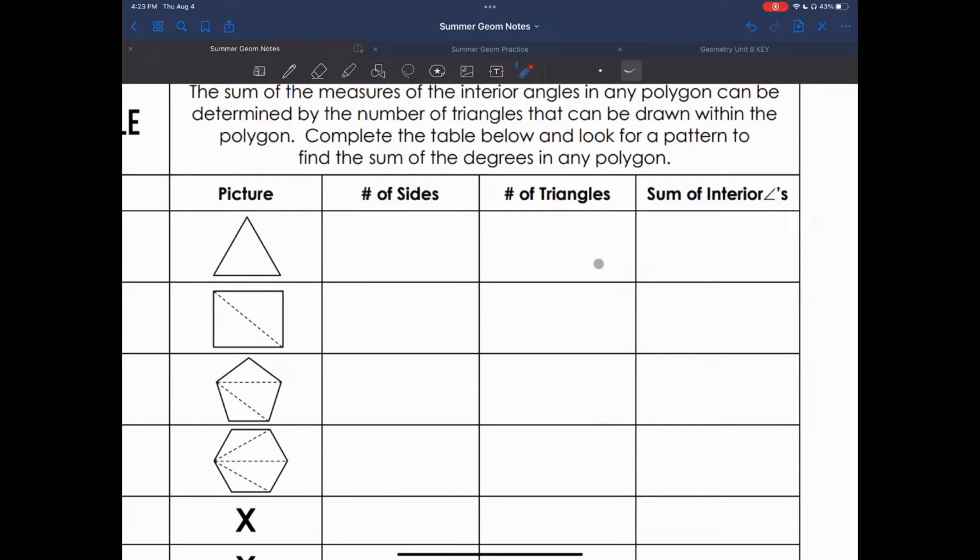Let's fill out this part for a triangle. We know the number of sides of any triangle is 3. Now it says number of triangles. Well, in here, this is just one triangle. So I would say there's one triangle in a triangle, okay?